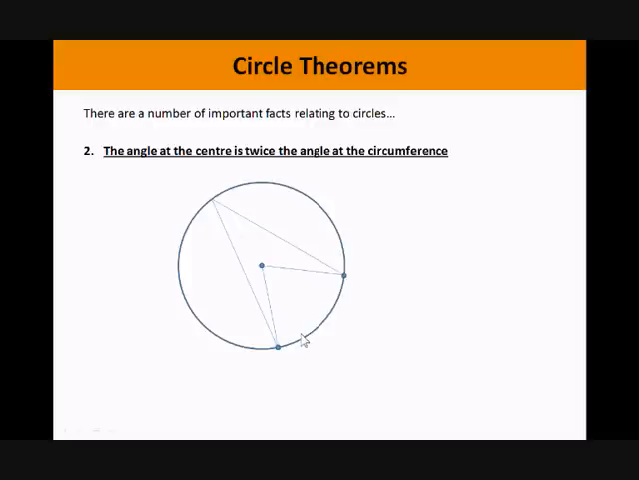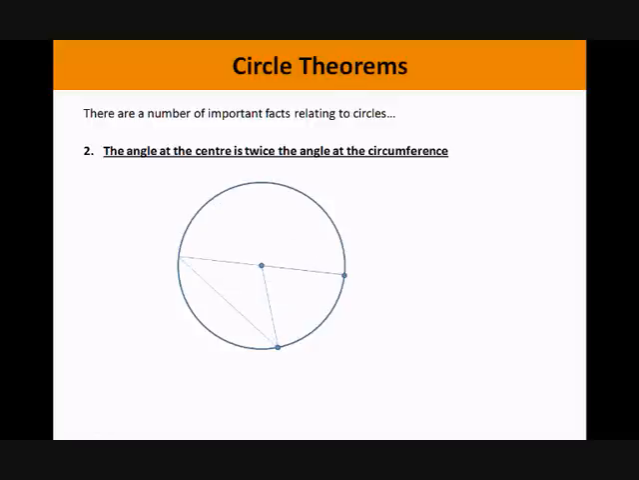So it's got to come from the same 2 points, an angle at the center from those 2 points, and an angle at the circumference from those 2 points. And the one in the middle is twice as big as the one on the edge. So for example, or generally, if that's x on the edge, then the one in the middle will be twice as big, 2x.